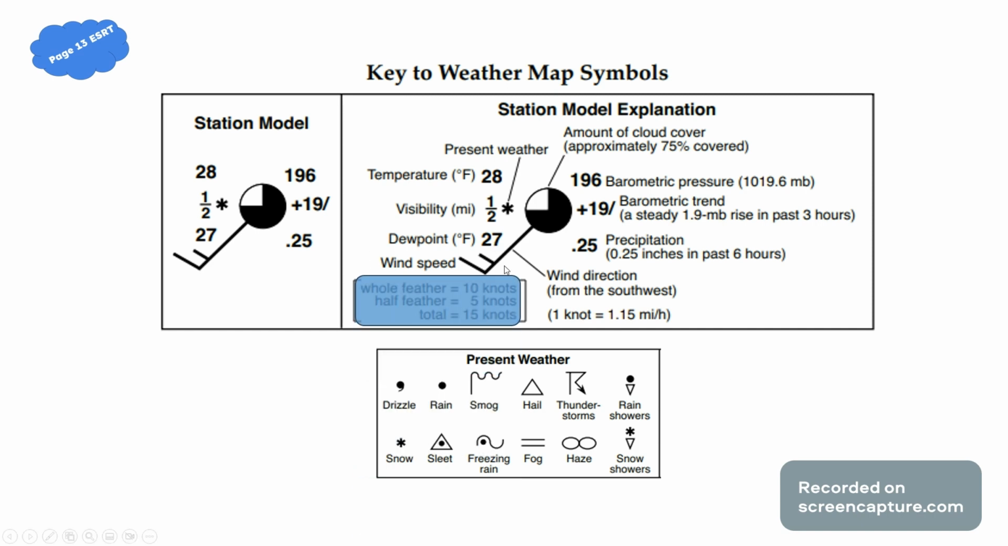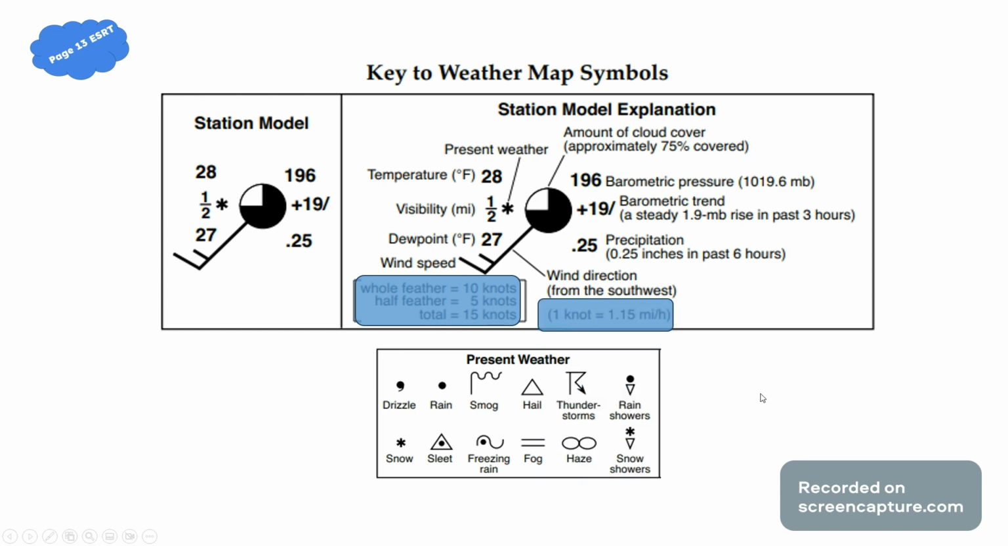this key right here. For a whole feather, it is 10 knots. For half a feather, it is 5 knots. So all you're going to do is add up the feathers you have. We have one whole, one half. This is a wind speed of 15 knots.